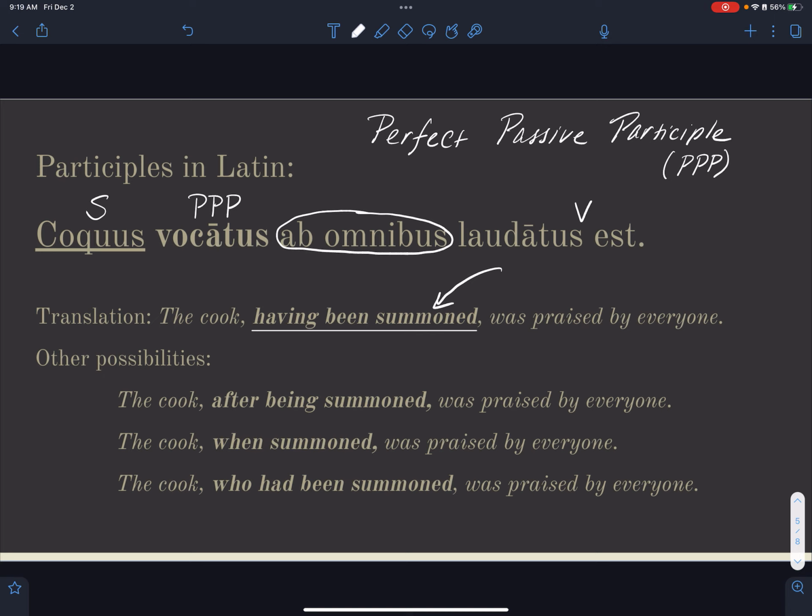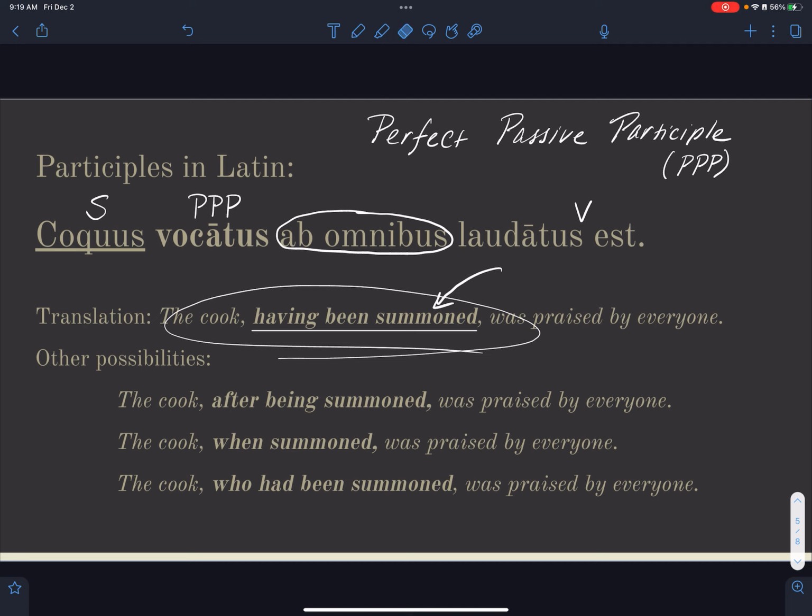Okay, now what makes it passive? Because he was summoned rather than doing the summoning. Does that make sense? He's receiving the action of the participle. So: the cook, having been summoned, was praised by everyone. Does that kind of make sense? I've put some alternative translations if you want to get super fancy with it. But when in doubt, having been blanked is the way to go, usually.